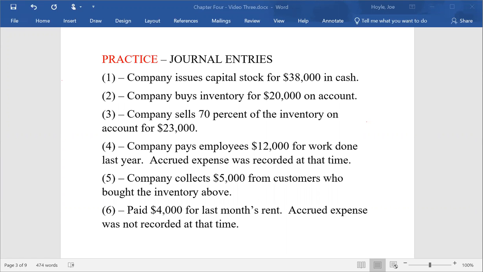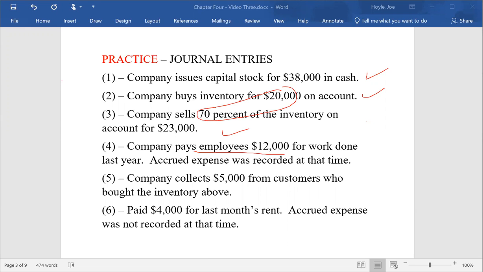Company issues capital stock to its owners for $38,000 cash. What goes up? What goes down? How do you convert that into debits and credits? Company buys inventory for $20,000 on account. Company sells 70% of that inventory for $23,000. Notice that they didn't sell all $20,000. They only sold $14,000 because they sold 70%.